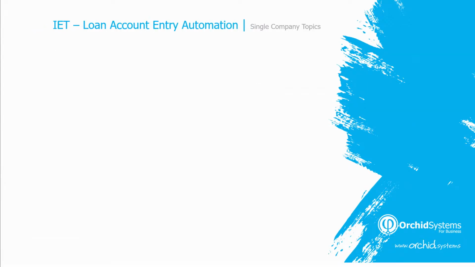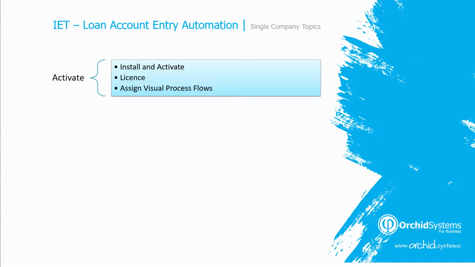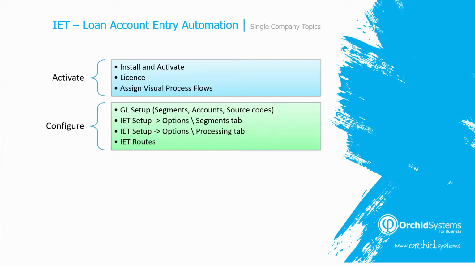In order to do the setup for that example, we're first going to activate the module, have a look at the license, and assign the visual process flows to use them in our setup. Then we're going to configure. First, we need to configure in GL. We need the segment which denotes entity. We need the required accounts, and we need source codes.